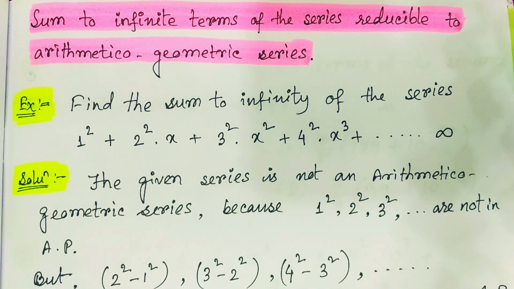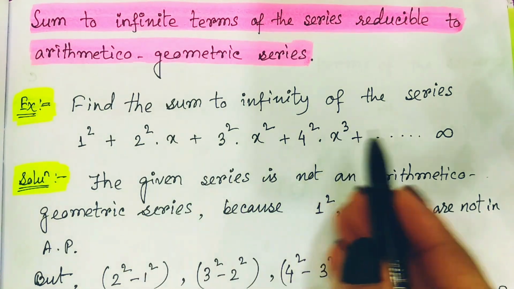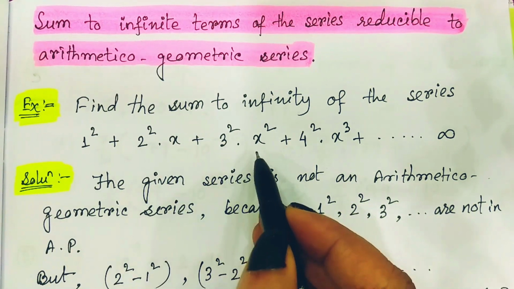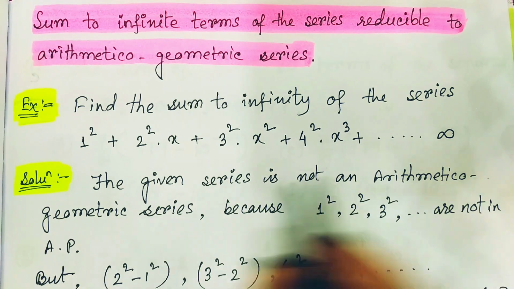There are so many series which are not directly arithmetico-geometric series, but after some transformation, they can be reduced to the arithmetico-geometric series. If such kind of series are given, then how to solve them? For that, I am giving you one more example. Find the sum of the infinite series 1 square plus 2 square into x plus 3 square into x square, in this way.